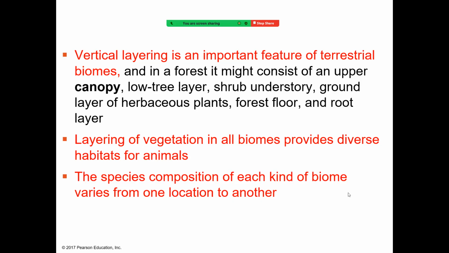The species composition of each kind of biome varies, of course, from one location to another, and that has a lot to do with the amount of rainfall and the temperature that we find in these particular locations. And another interesting thing, if we think about this vertical layering, is that you can have very different exposure to temperatures in the vertical layering as well. So think about things that are on the very top of the trees might be exposed to lots of sunlight. Things that are closer to the ground are not getting the same temperature that you're going to find at the top.